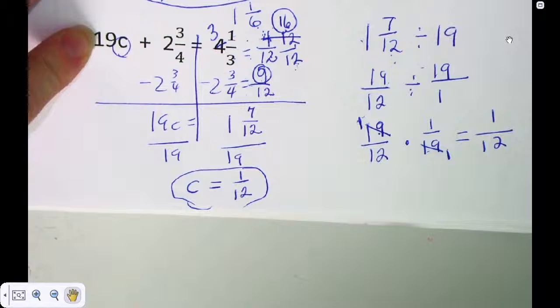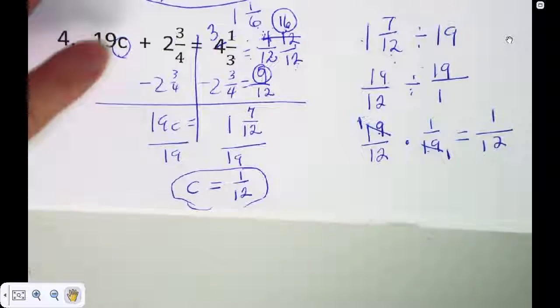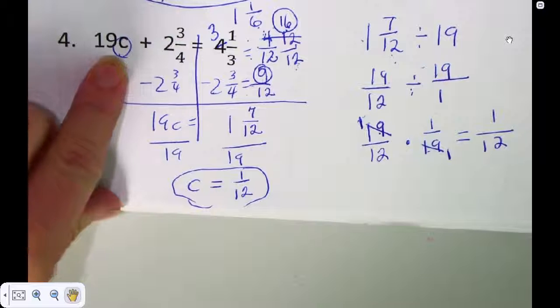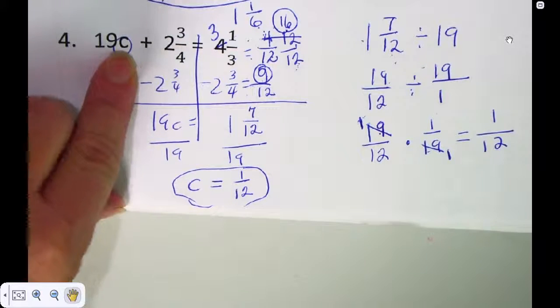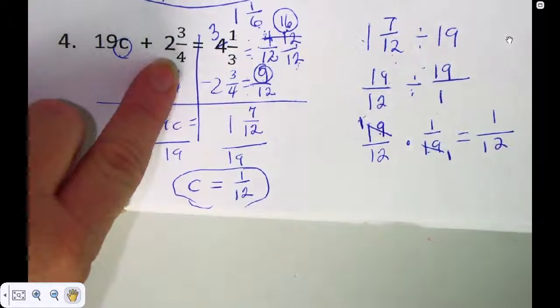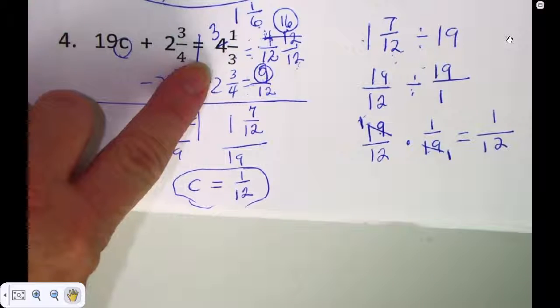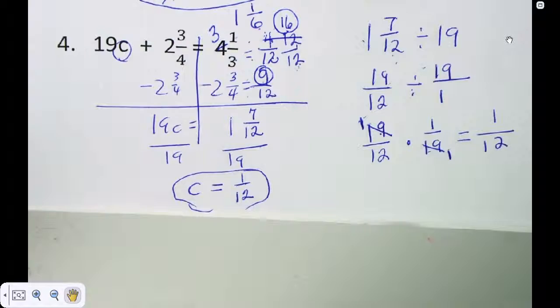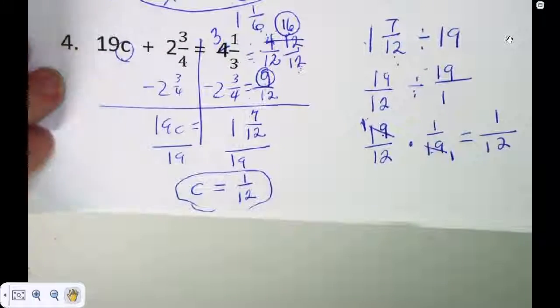Are you positive? Let's check this one. 19. Use your finger to follow along. People are getting lost. 19 times 1/12 plus, oh, I know the decimal for that one. Yay, 2.75 equals, and so that's 4 1/3, isn't it? Good job.